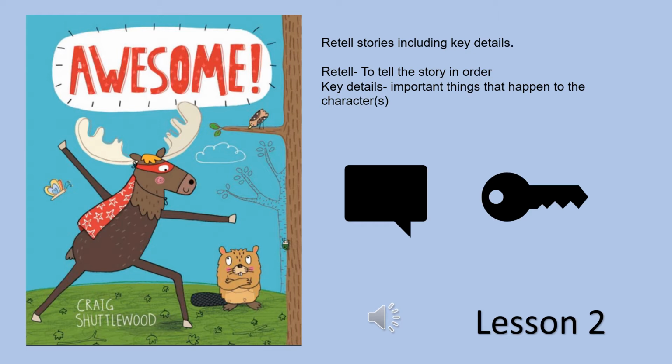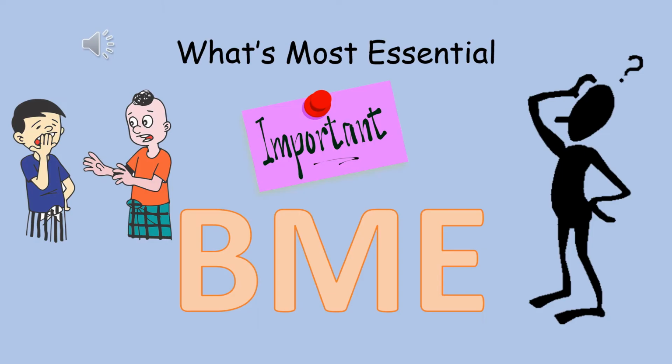Our job today as readers is to retell the story, including key details. When you retell a story, you tell the story in order, and key details are important things that happen to the character. Today we will use the strategy called What's Most Essential. When we are retelling, we need to remember to tell what's important. Tell it in the order it happened, and tell it in a way that makes sense. Try not to tell too much.